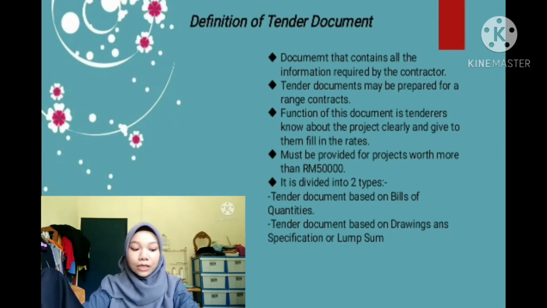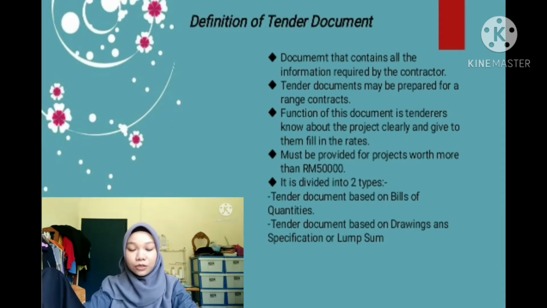Tender documents must be provided for projects worth more than 50,000 ringgit Malaysia, and table tender documents are also provided. Tender documents are divided into two types, which are tender document based on bill of quantity (BQ) or tender document based on drawing and specification or lump sum.